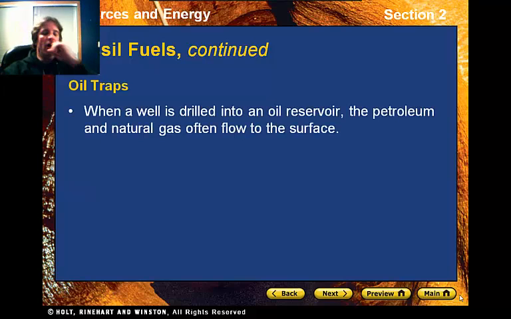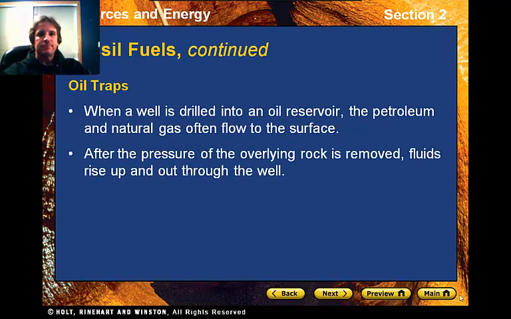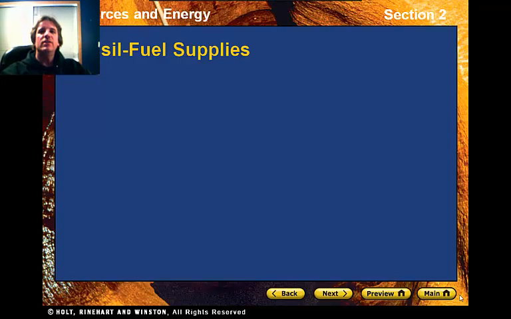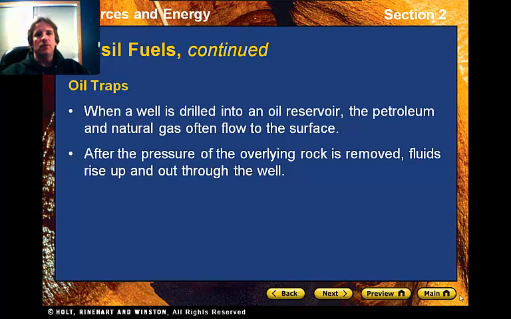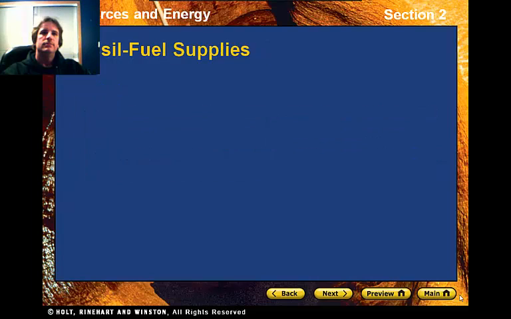Where the well is drilled into an oil reserve, they often flow to the surface. You see that in the movies where they're drilling down, and all of a sudden it sprays off the top of the oil rig. Oops! After the pressure is relieved, the oil rises up and out through the well. So we can just form that well and then we can pump the oil out.